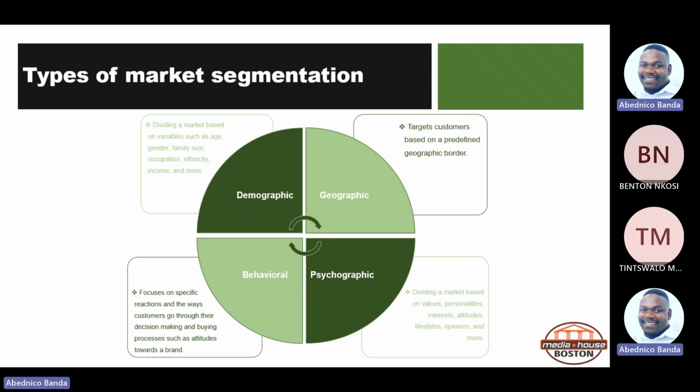Then demographic, we are dividing a market based on various variables such as age, gender, family size, occupation, ethnicity, income, and more. So these are the aspects that you focus on when you are looking at the types of market segmentation. Does it make sense? Are there any questions?